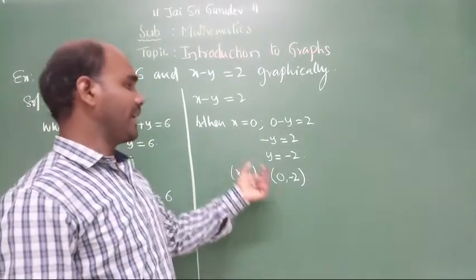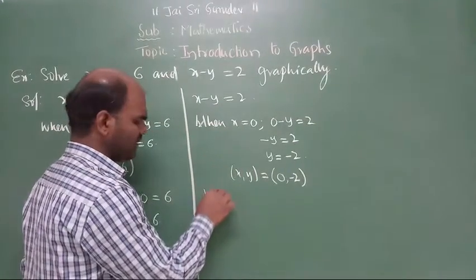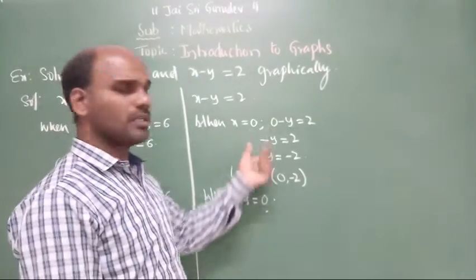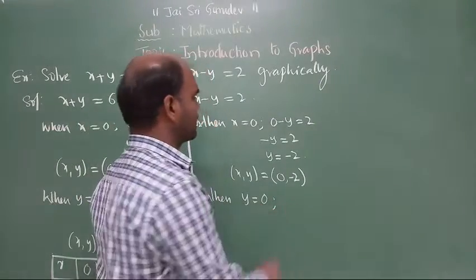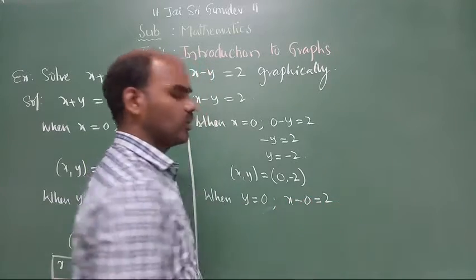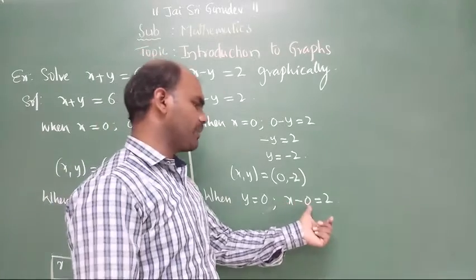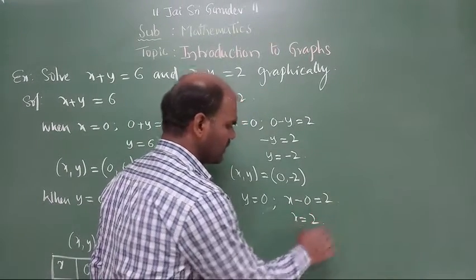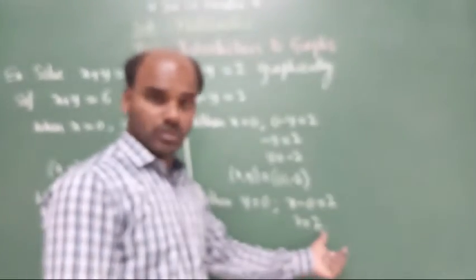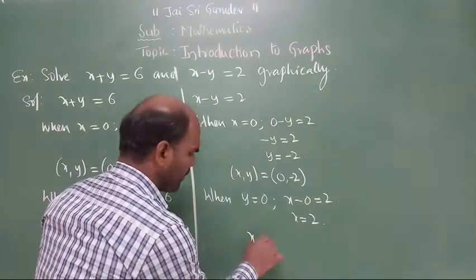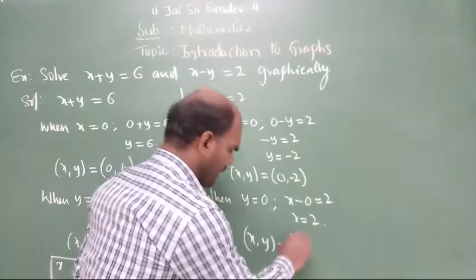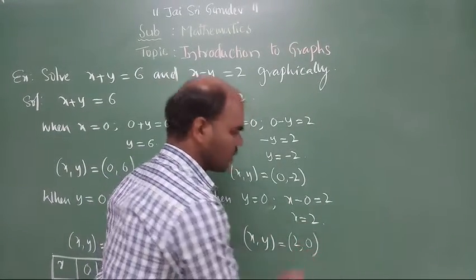Did you understand now? Next we are going to take one more point, when y is equal to 0. At that time, y is equal to 0 means x minus 0 is equal to 2. So x minus 0 becomes what, children? X is equal to 2. Yes or no? So that pair of points is x comma y, where the x value is 2 and the y value is 0.